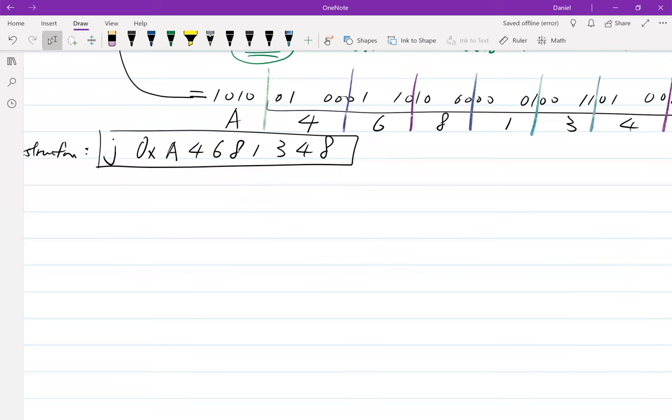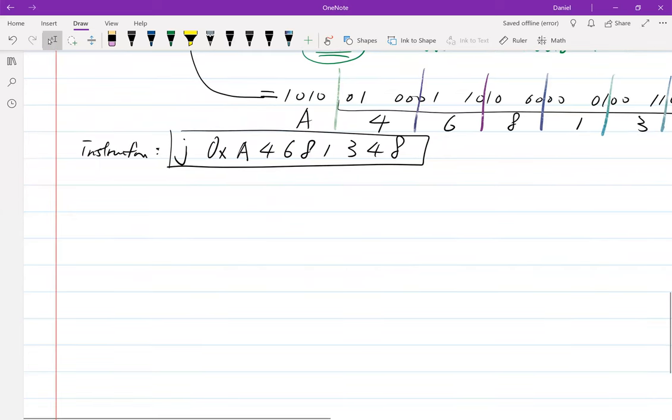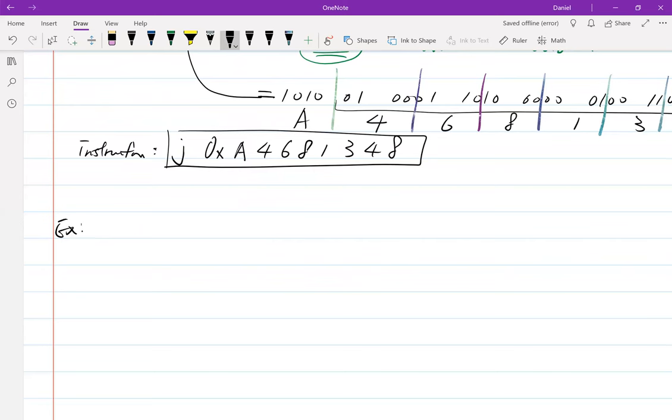Now let's use one more last example, because I want to illustrate some I format, well, I kind of told you the answer already. Okay, so let's do an I format. So this is not J, of course, right? And this is not R format anymore. Okay, so this is an I format. How can we tell? So let's convert to binary.